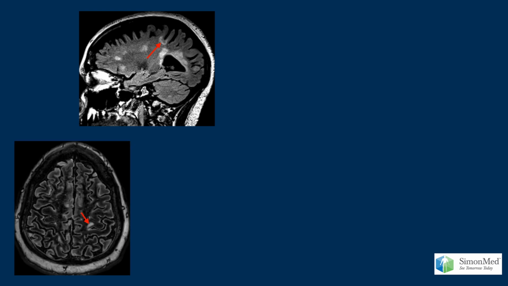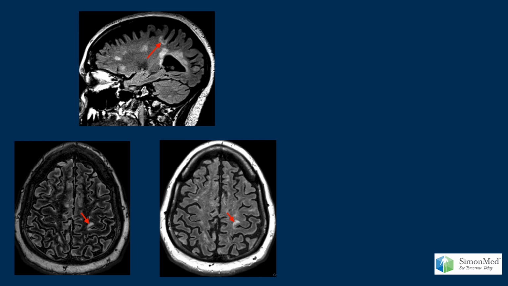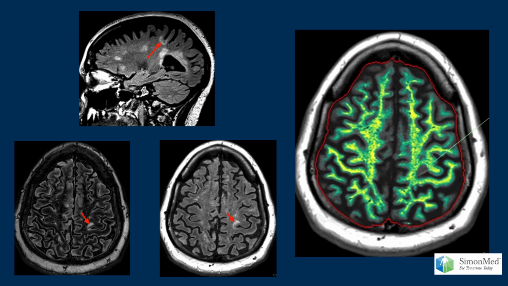Same case, a subcortical U-fiber lesion is shown on sagittal FLAIR, double inversion recovery, and axial FLAIR. The myelin image reveals an absence of myelin.